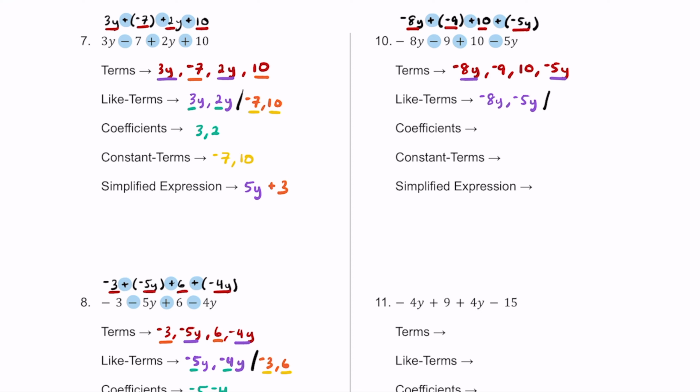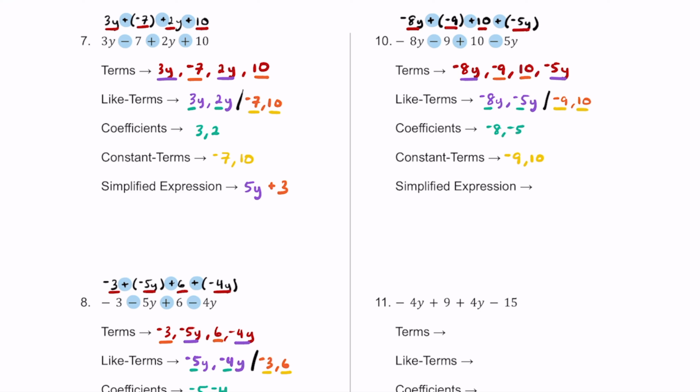And besides that, it looks like we also have this negative 9 and positive 10. Those are constants, or they're also like terms. And so our coefficients here are negative 8 and negative 5. Those numbers multiplying by y. And then let's go ahead and write our constants. That's this negative 9 and positive 10.